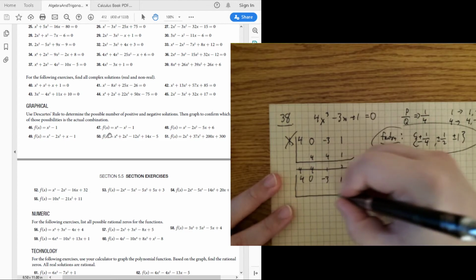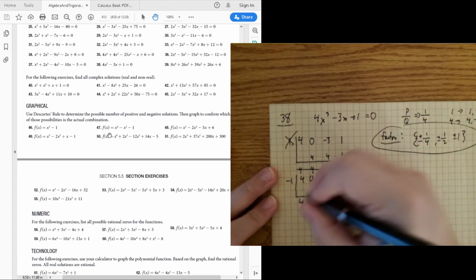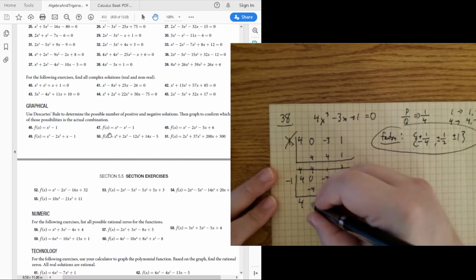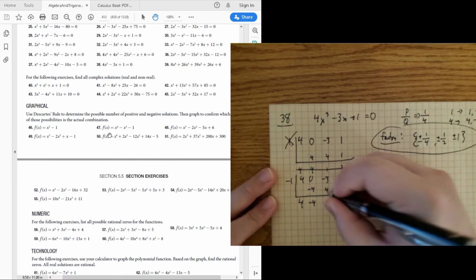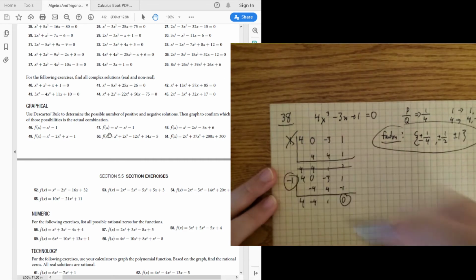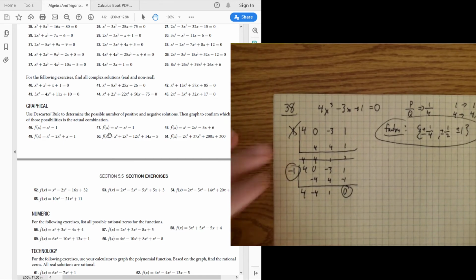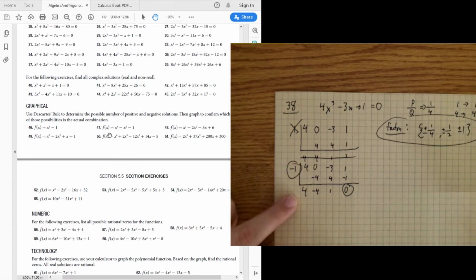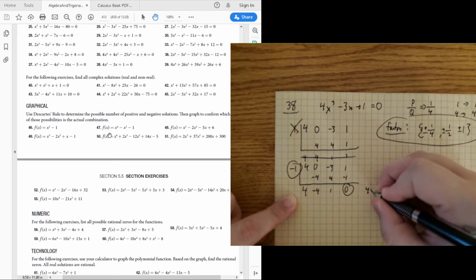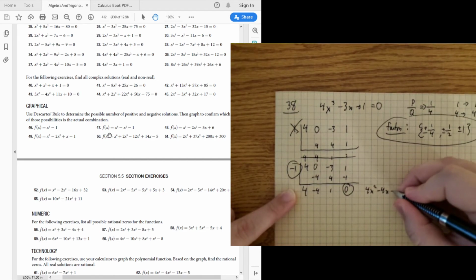Now I'm going to try negative 1. 4, negative 4, negative 4, 4, 1, negative 1, 0, boom. Negative 1 worked. Okay? Notice how I chose the easy ones first because those are just faster and easier to use. From here, I have 4x squared minus 4x plus 1.